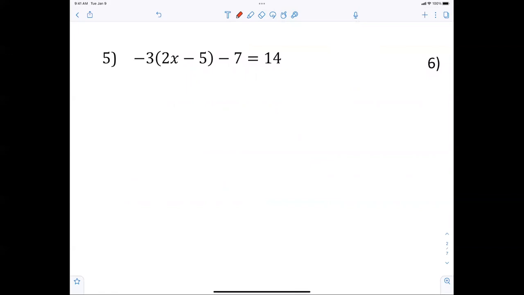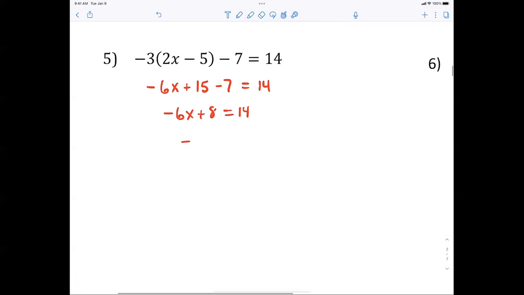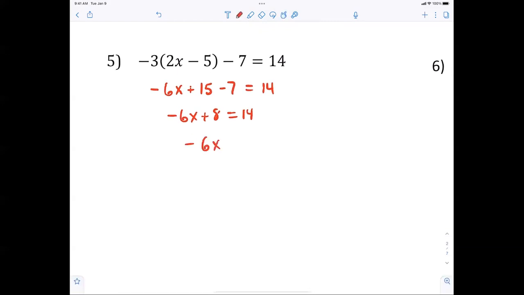Now, everybody take a look at number 5, a little bit more advanced. Kind of a review of yesterday. Mr. Cappy, is it okay if I do this pretty quick? Negative 6x plus 15 minus 7 equals 4. Then 15 and 7, you could add, that would be 8. Negative 6x equals 6. That'd be negative 1. So x equals negative 1. That's one way of doing it.